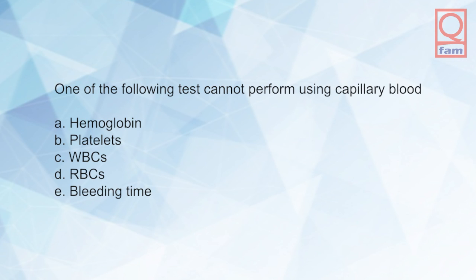One of the following tests cannot be performed using capillary blood? A. Hemoglobin. B. Platelets. C. WBCs. D. RBCs. E. Bleeding time. The answer is B. Platelets.